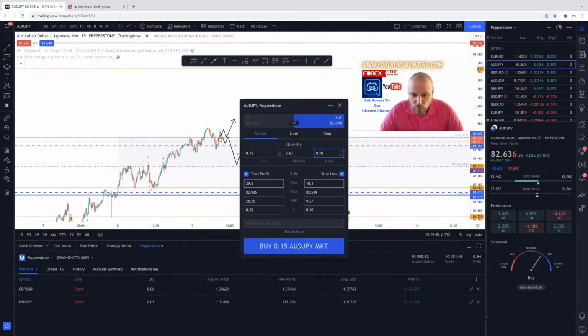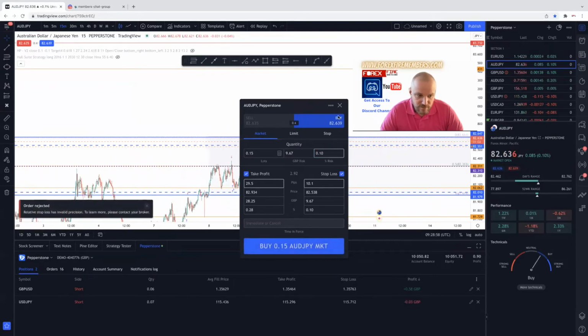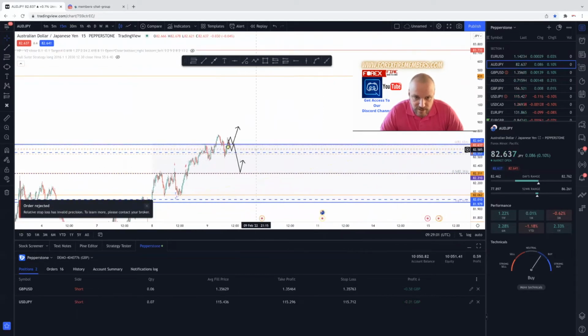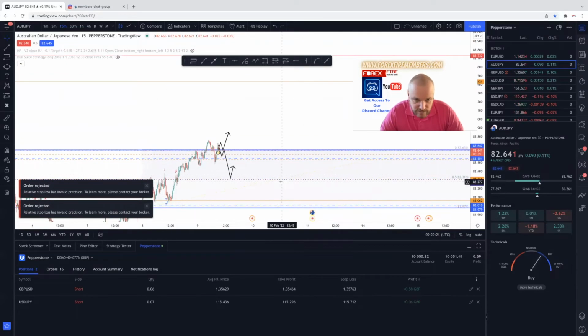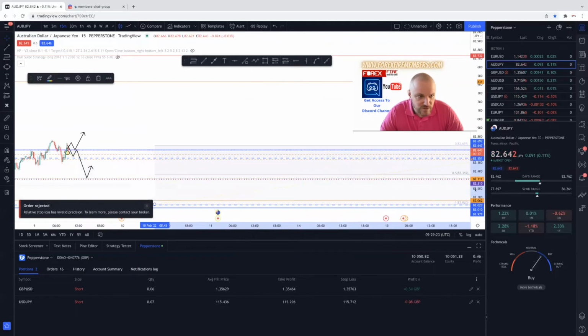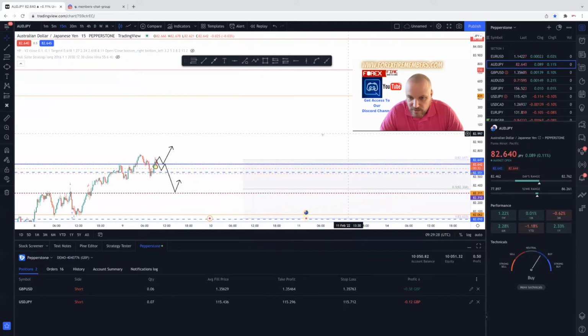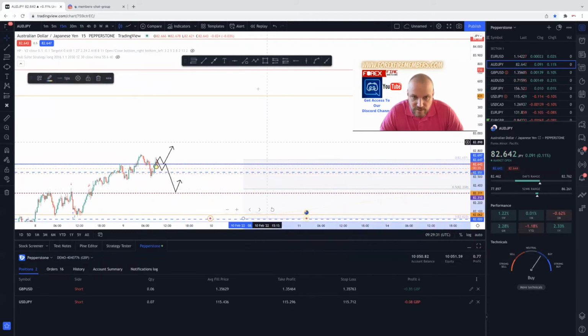So we do a 0.10 to reject it. Why is that? Let's take a look. It's not letting me do it for some reason. I do apologize, guys. First time I've come across this. I just need to see why it's doing this. Let's get rid of that.